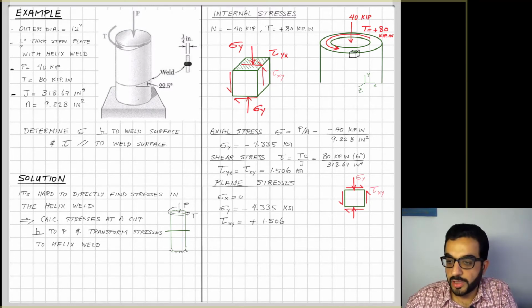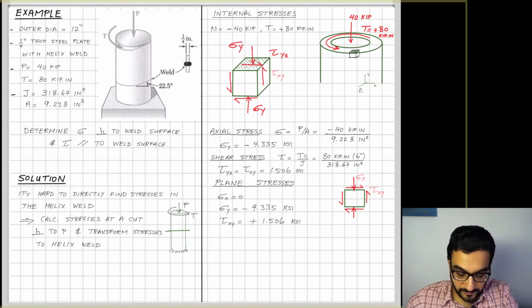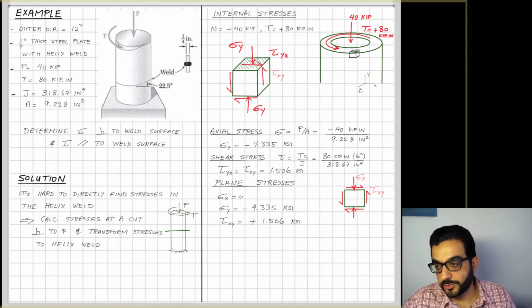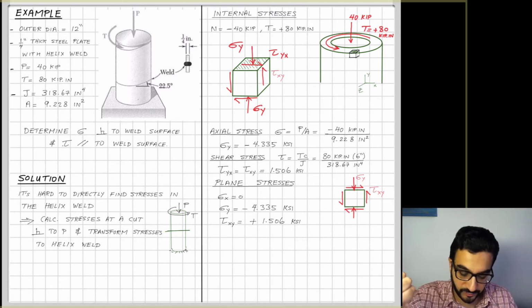If I now look at the block from the side, I'm looking at plane stresses. I see that I have only sigma y, no sigma x, and tau xy, based on the orientation I picked, is a positive shear stress. It is positive because it's pulling the shape of the block into the first and third quadrants of the axes. So it's stretching it in this direction.